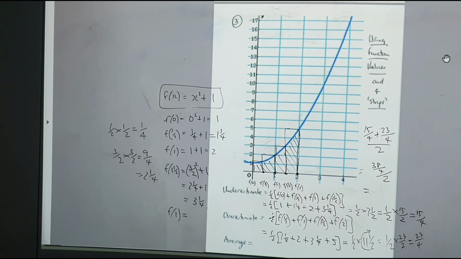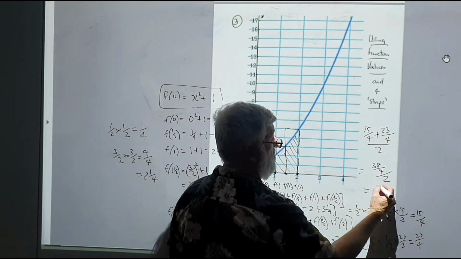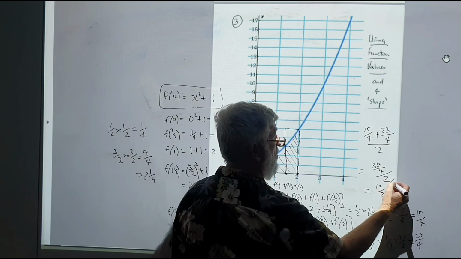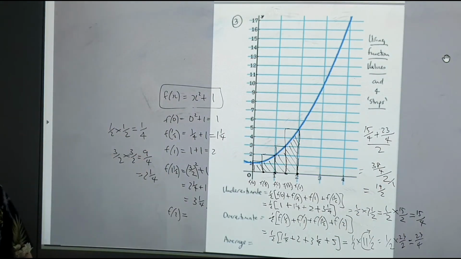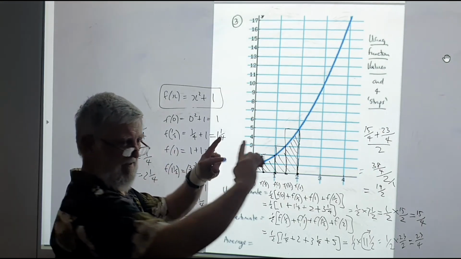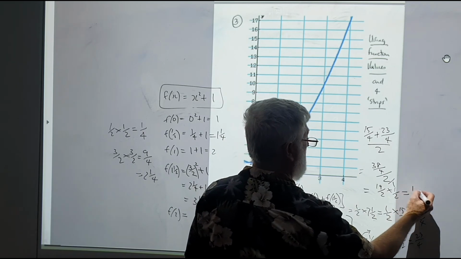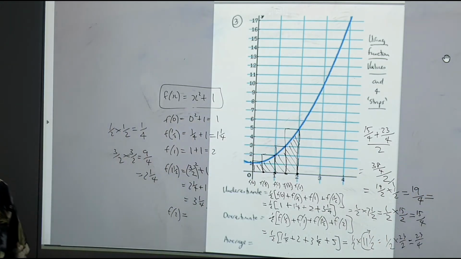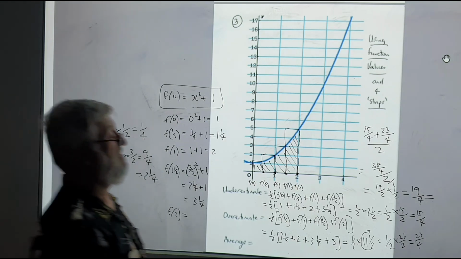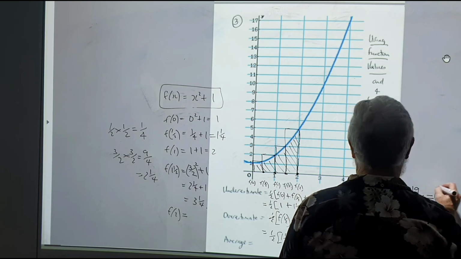What's that? 38 on 8. I didn't make any mistakes. All I see is that's even and that's even, so I go 19 on 2 divided by 2 on 1. How do you divide with fractions? Invert and multiply. So the maths got yucky, so that's 19 on 4. So our estimate of our area is 4 3/4.